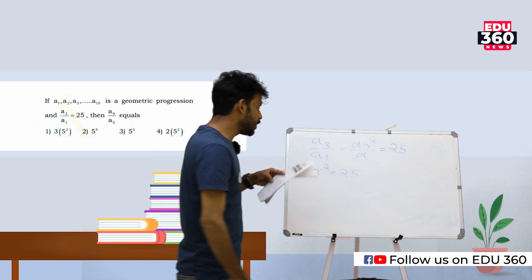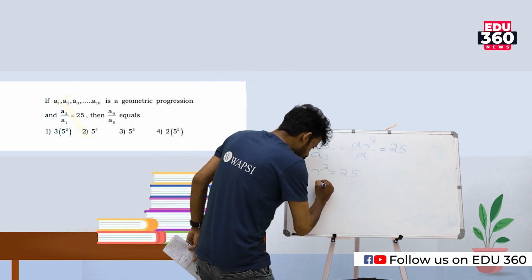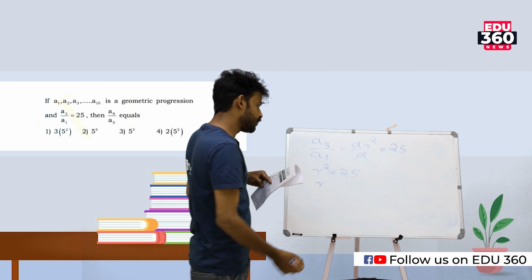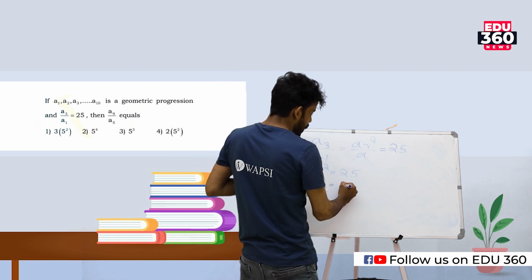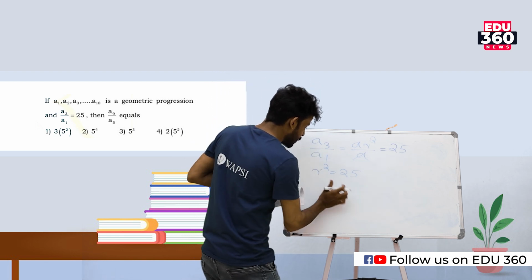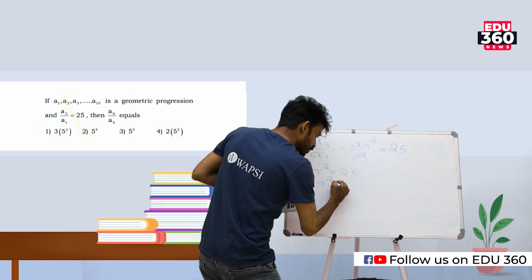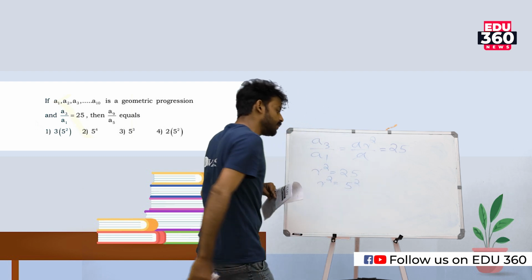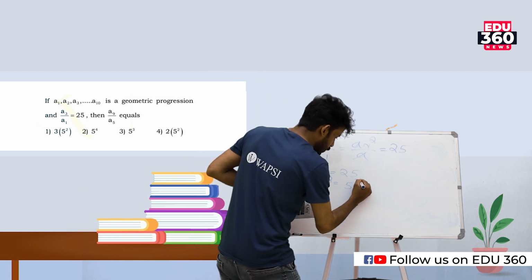So from this, what is the value of r? r is equal to 5. Or we can write r square is equal to 5 square, since 5 into 5 is 25.